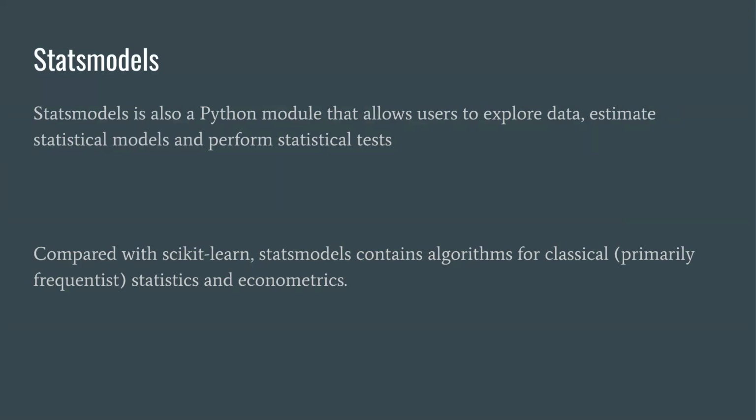So stats models is a Python module that focuses on statistical inference and provides uncertainty estimates and p-values for parameters. So what's the difference between it and scikit-learn? Compared to scikit-learn, I'd say stats model is for more classical statistics and econometrics. Scikit-learn is more prediction focused.